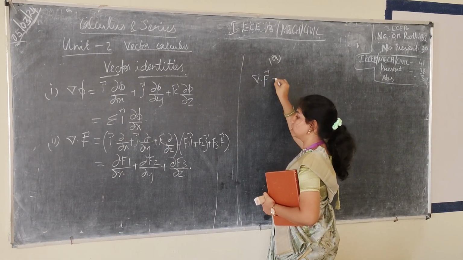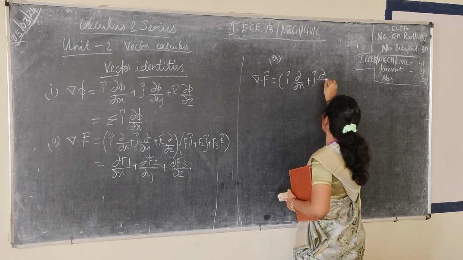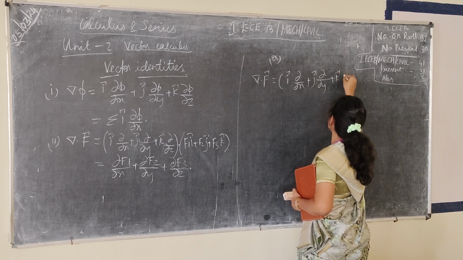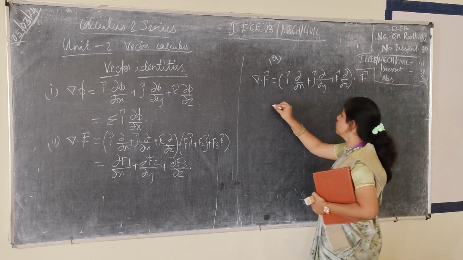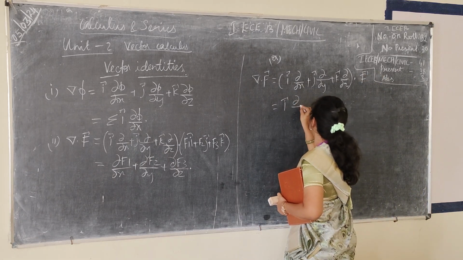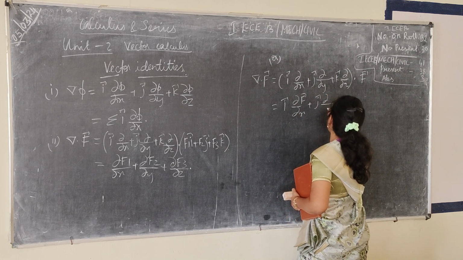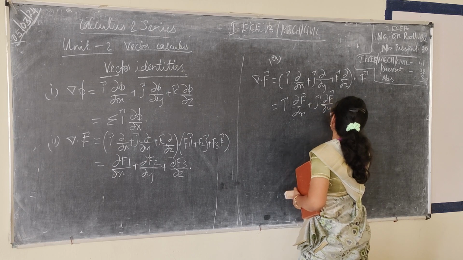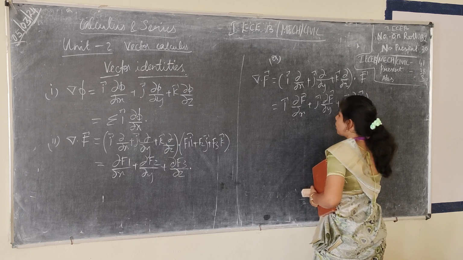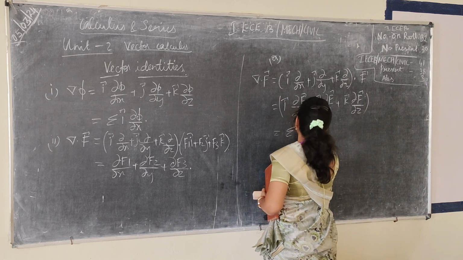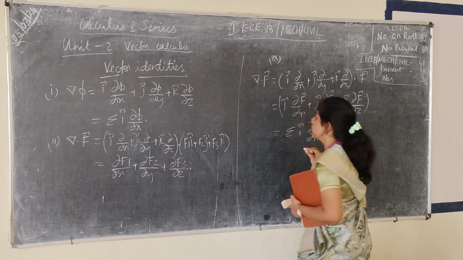Del dot f vector is equal to i vector dou by dou x plus j vector dou by dou y plus k vector into dou by dou z, dot f vector. So i vector into dou f vector by dou x plus j vector into dou f vector by dou y plus k vector into dou f vector by dou z. On writing summation, I will write it as summation i vector dou f vector by dou x.